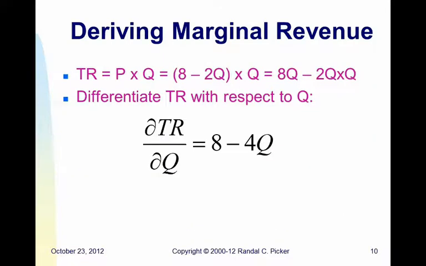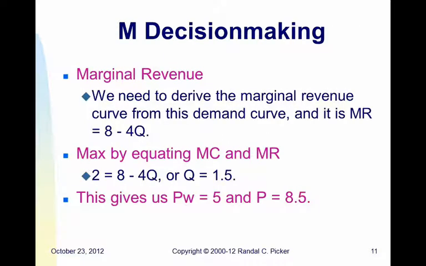We could also do that the easy way, right? We could take the total revenue of the manufacturer, which is going to be price times quantity. The demand curve faced by the manufacturer now is this derived demand curve, 8 minus 2Q. Multiply that by Q, and that gives us 8Q minus 2Q squared. Again, if you remember calculus, you can easily differentiate that to get to 8 minus 4Q. That's the marginal revenue curve. And now we're ready to see what the manufacturer does.